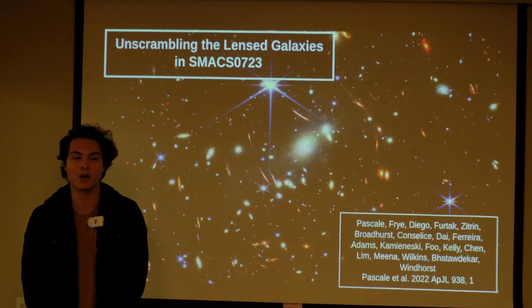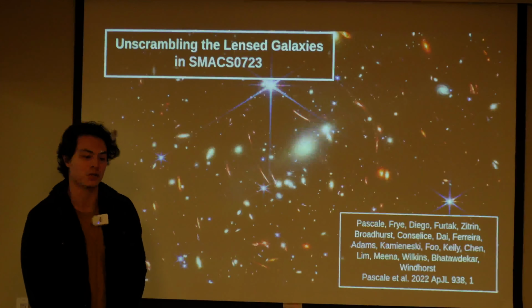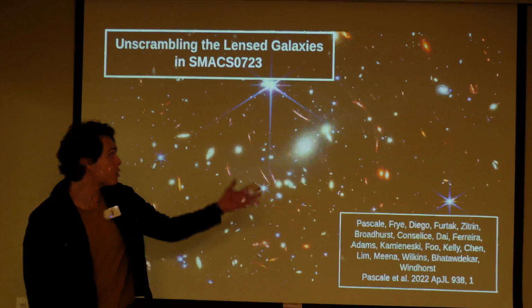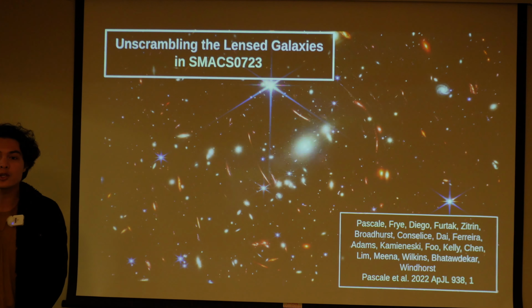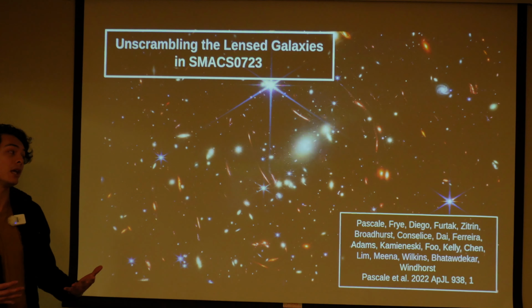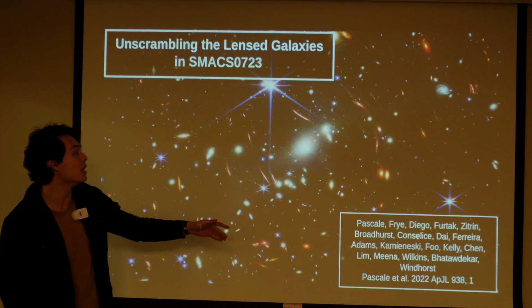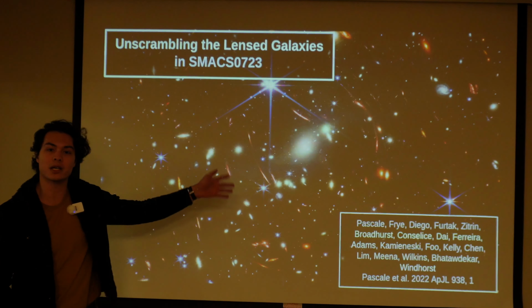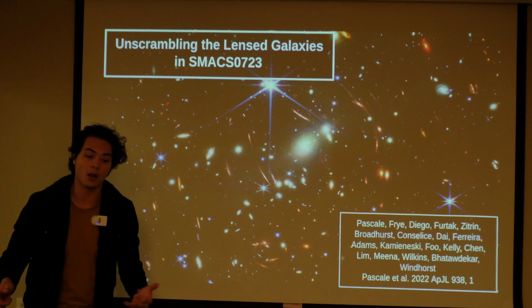Today I want to talk to you about a project that I did last year called Unscrambling the Lens Galaxies in SMACS0723. The image you're seeing is of the galaxy cluster SMACS0723, which was the first data from James Webb Space Telescope to be released to the public. And I was very lucky that it was something that was right up my alley. I'm very interested in these galaxy clusters, and specifically these banana-shaped red objects that you can see spread out around the cluster.